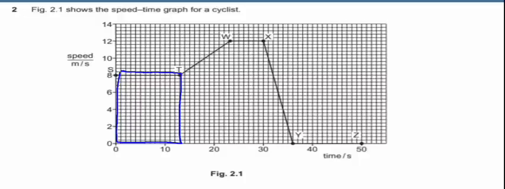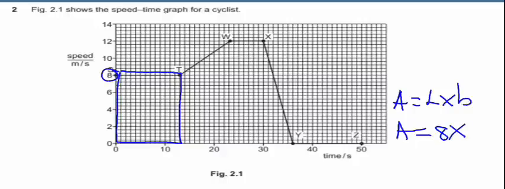Now the area of the rectangle, or the area under the graph, is equal to the distance traveled by an object. So since this one is a rectangle, the area is going to be equal to length multiplied by breadth. What is our length that we have here? The length we can just say is going to be 8, which is this one here. Then multiplied by the breadth that we have. So the breadth here, approximately, I'm going to say 13.